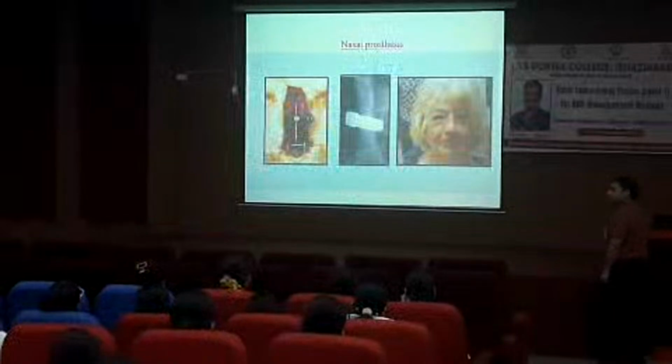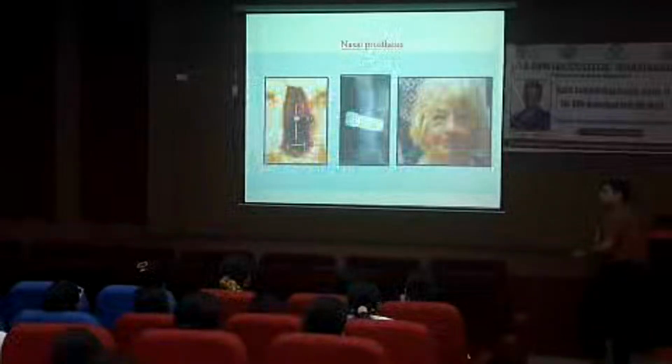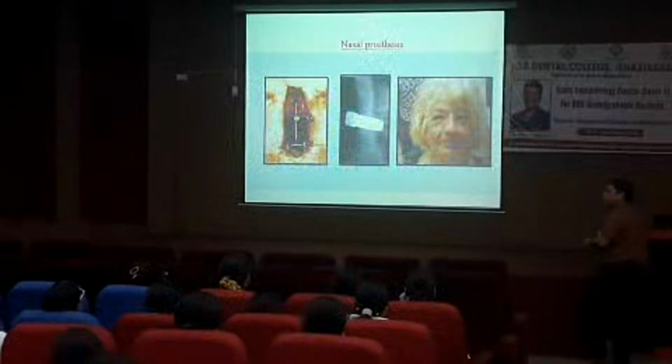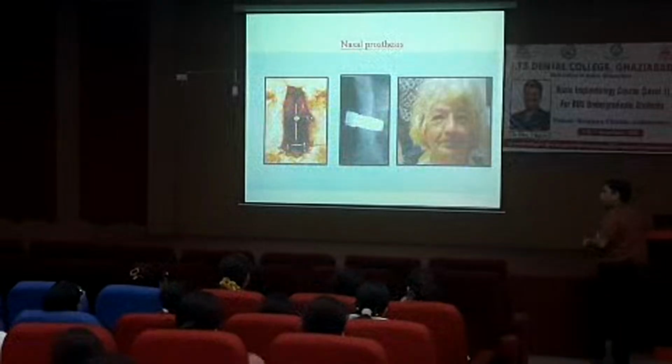Then nasal prosthesis. Okay, most of the time the gunshot injury or any damage or any animal bite, sometimes the nose is not there. So we can make an artificial nose as a fixed prosthesis with the help of implant.